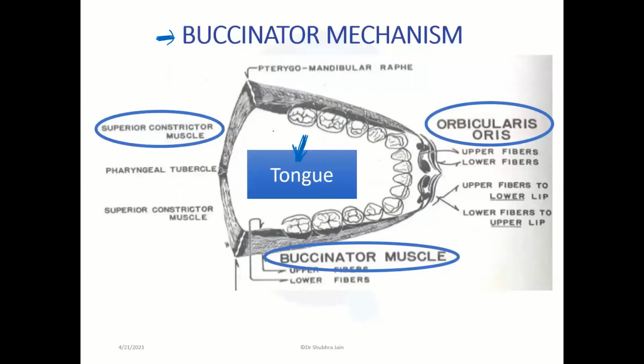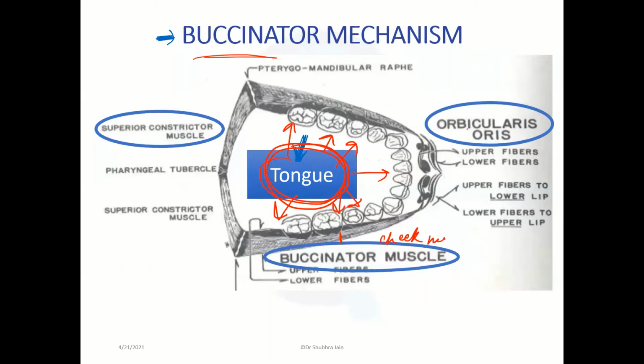Okay. So now coming back to buccinator mechanism. In the center, the muscle is the tongue. What the tongue does is push the teeth away, right? So the tongue has to have a normal position in the mouth. Next, what balances the tongue's force? First is the buccinator muscle, which is the cheek muscle.